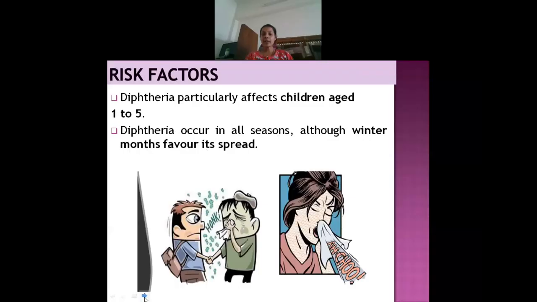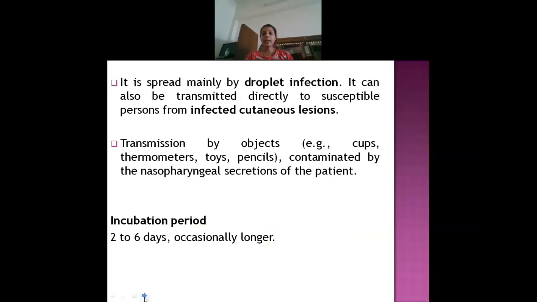Next is the risk factors. Now, commonly, diphtheria is seen in children. It is commonly seen in children less than 5 years of age, and commonly it is also seen during the infancy period. And diphtheria occurs in almost all the seasons. Most of the time, it is seen in the winter season, and as I have told, it is transmitted by droplet infection and also by cutaneous lesions, that is the skin lesions.